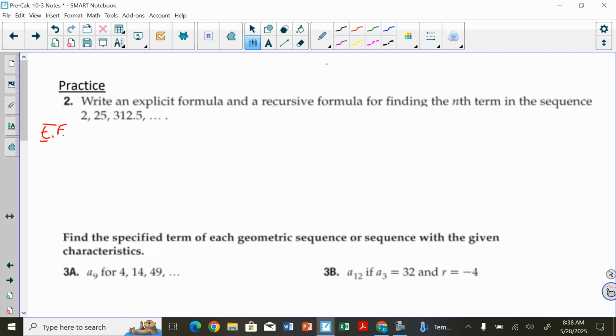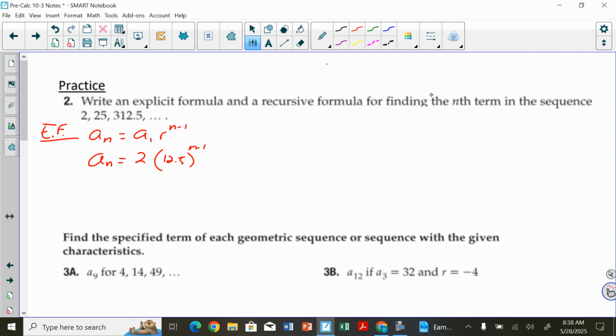Okay, so explicit formula here. All right, so we know we want to use this: a sub n equals the first term, a sub 1, times r to the n minus 1. So what do we know? We're going to say a sub n equals, the first term is 2. My r value, I have to do some math to figure that out, but trust me on that so we can move a little quicker, it's 12.5 to the n minus 1.